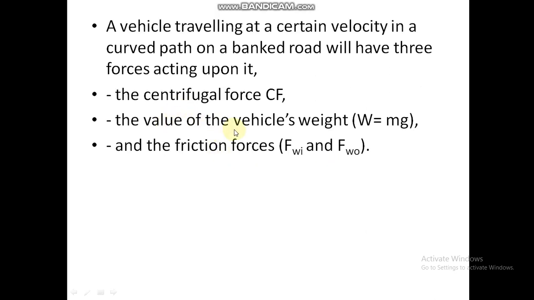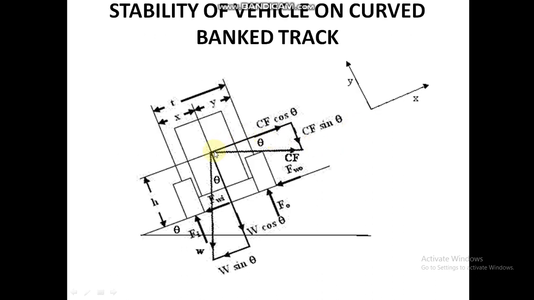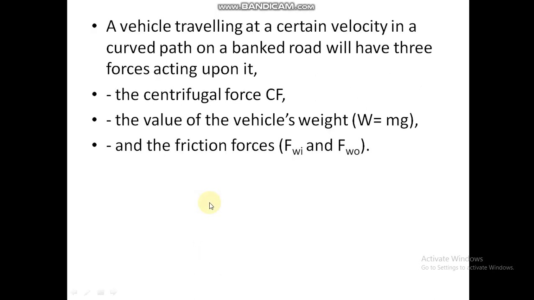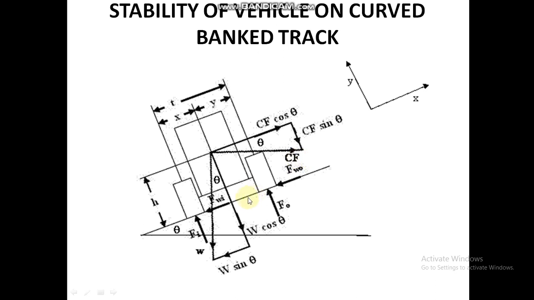The second force is the vehicle's weight, W, which acts downwards. And the third is the friction forces Fwo and Fwi. These are the friction forces on the inner and outer wheels. I represents inner wheels and O represents outer wheels.